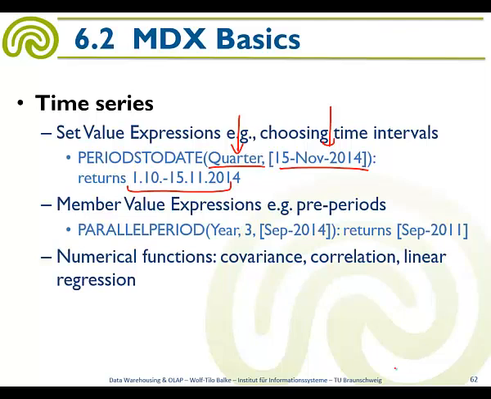They can even be on different granularity. Then for self-joins, there are so-called parallel periods. So parallel period year 3, September 2014, goes simply back on the year level of your hierarchy, 3 years, right? So September 2014 is compared to September 2011, right? Parallel periods always lie in the past because you don't have future data.